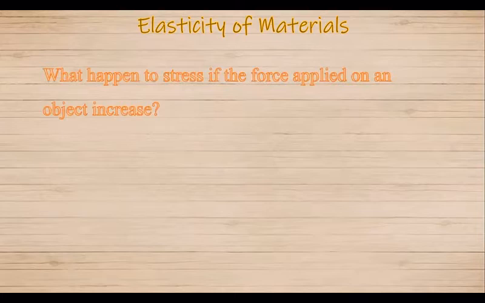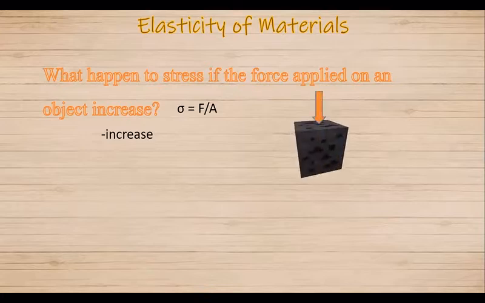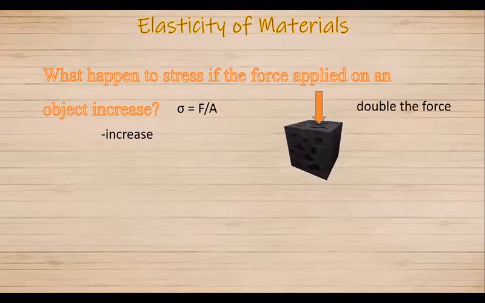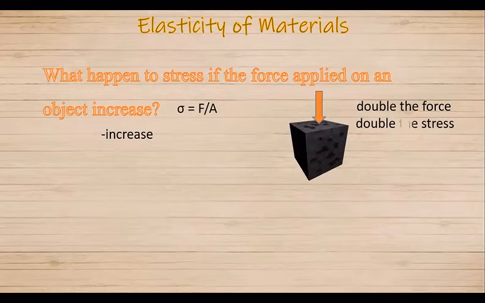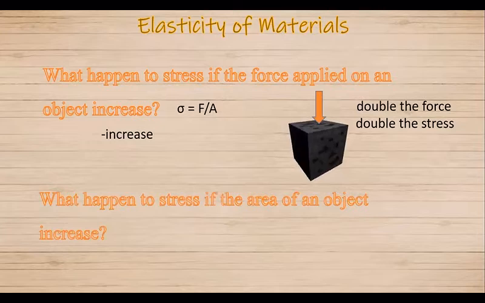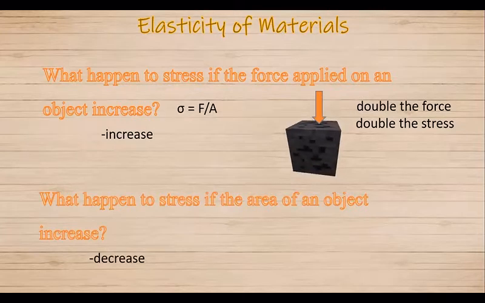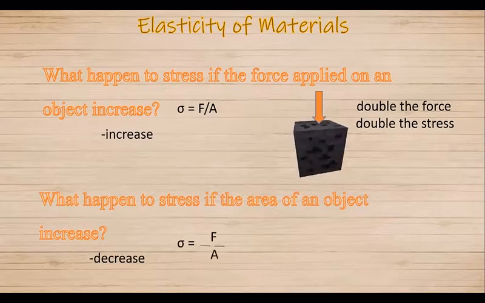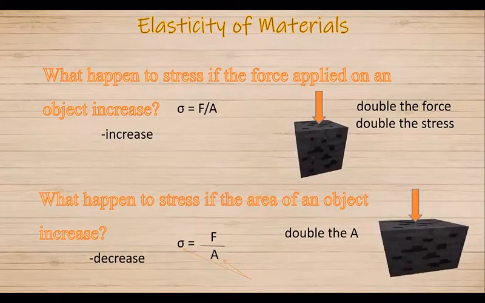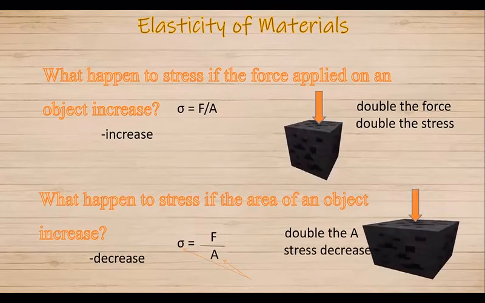What happens to stress if the force applied on an object increases? The answer is the stress will increase also. As we can see on its mathematical expression, stress is directly proportional to the force applied. Therefore, if we double the force that is applied on an object, the stress will double also. So what will happen if we increase the area of the object? The stress will decrease, because in its formula, area is inversely proportional to the stress. Therefore, if we double the area, the stress will decrease or lessen towards an object.